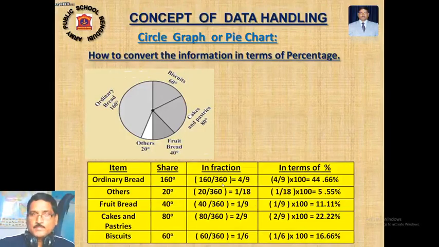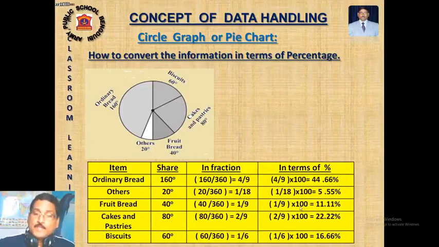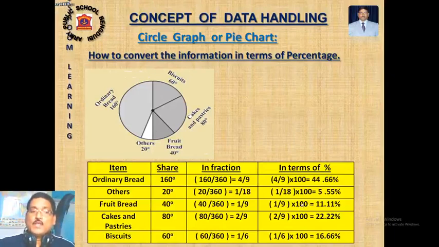When it is a percent, percent means 100. And when it is degree, that will be 160 upon 360. After cancelling, I am getting 4 by 9. 4 by 9 multiplied by 100, I am getting 44.66. Now, is it possible to draw 44.66% within a circle? No. Only mathematical calculation we can show. I am converting the information which was given in degree into percent. That much we can do.